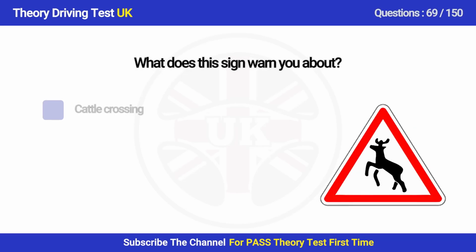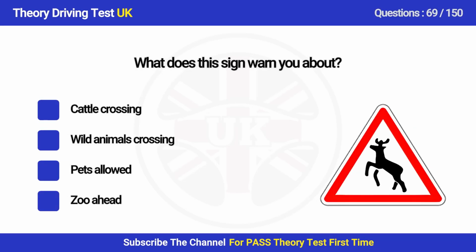Question 69. What does this sign warn you about? A. Cattle crossing. B. Wild animals crossing. C. Pets allowed. D. Zoo ahead.